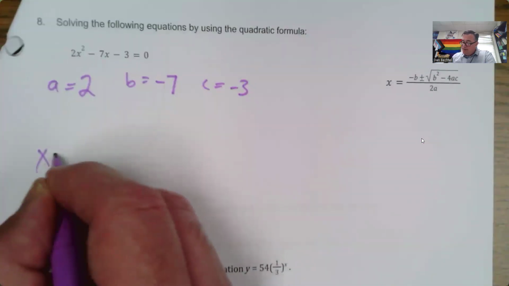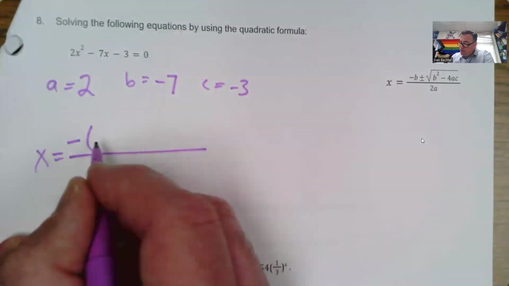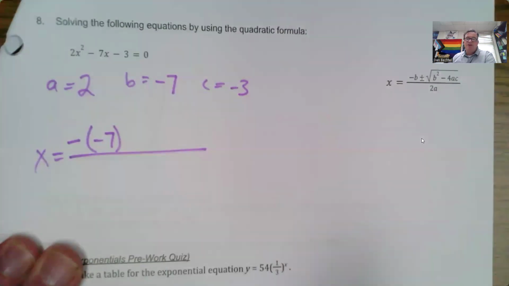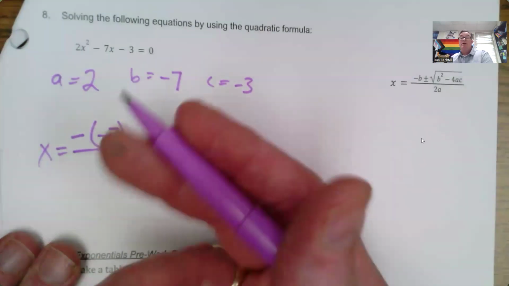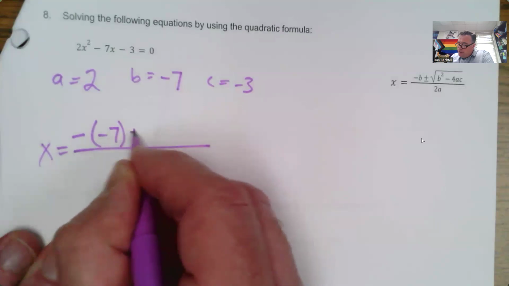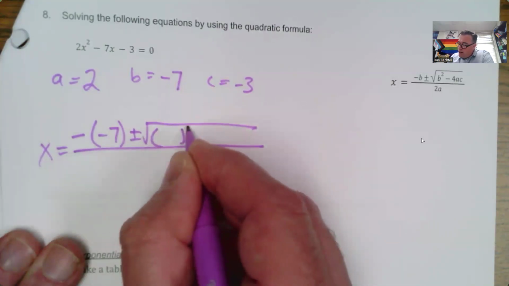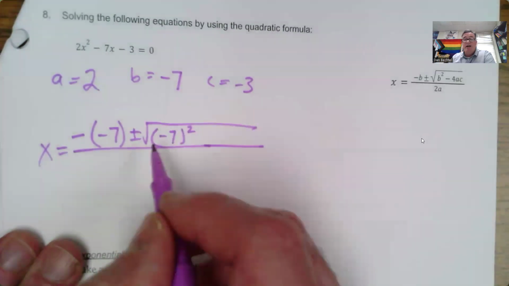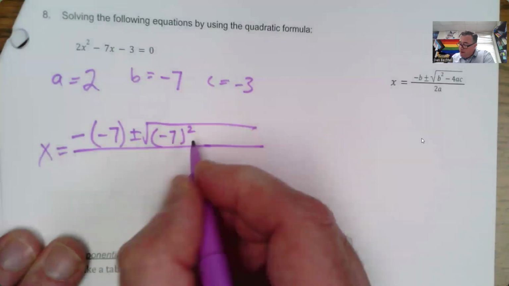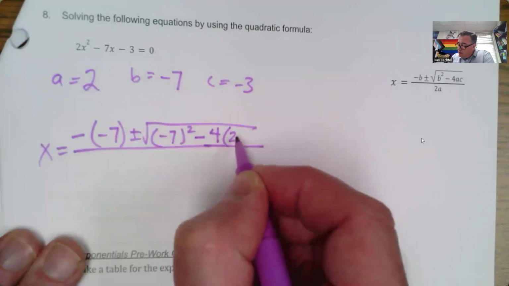So x is going to equal negative b, which is negative 7. I'm using parentheses for all of it, so I can simplify them later. But we do see the double negative there so that we don't get confused with it. Plus or minus the square root of b squared. Now, our b again is negative 7. You want to have that in parentheses so that when you square it, you remember that it becomes positive. Minus 4 times a, which is 2.